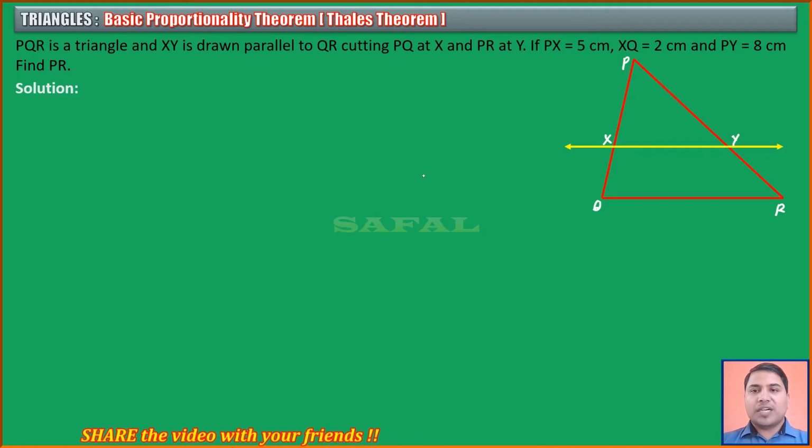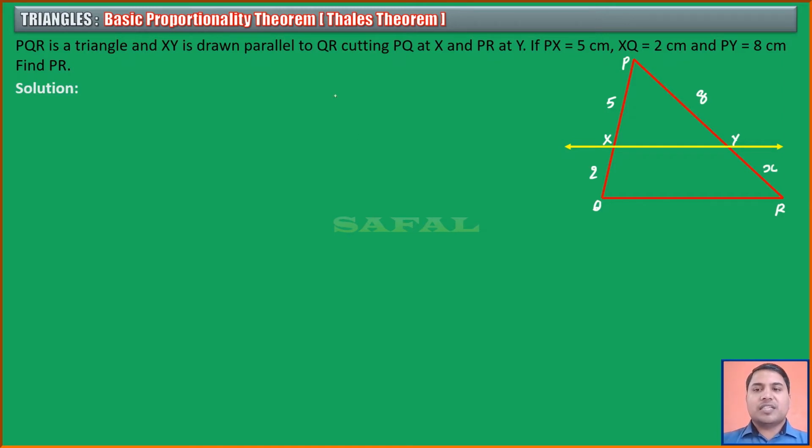Now what they have given is, PX is given to us as 5 cm, XQ is given to us as 2 centimeter, PY is given as 8 centimeter, and they are asking the length of what? PR. So PR is question mark. So if I can find just YR, I can add 8 to YR to get PR. So let me call this as a small x.